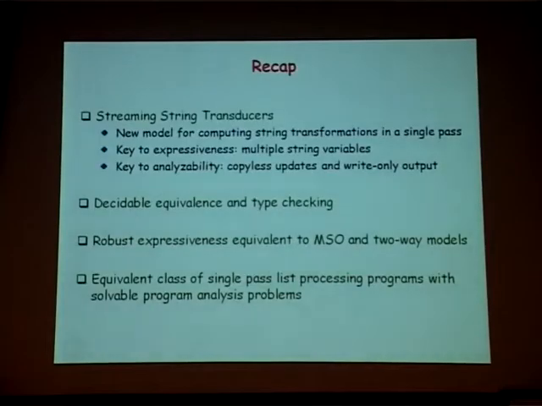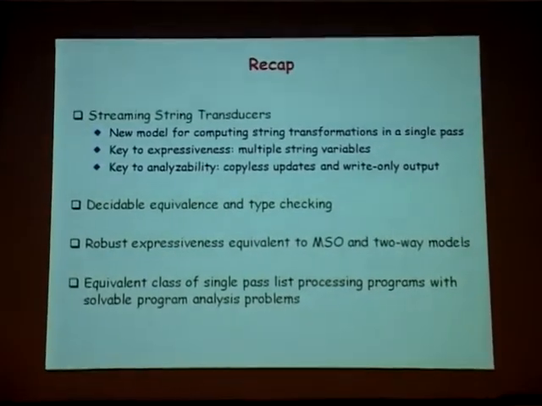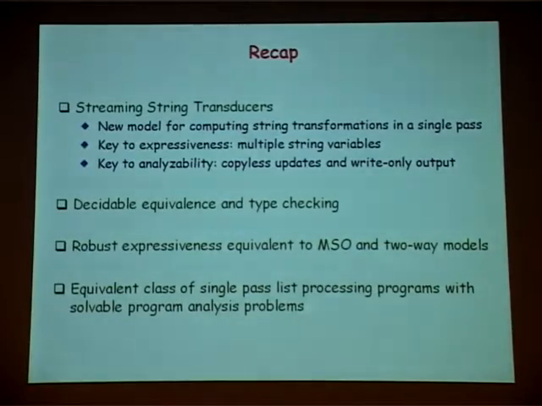So to summarize, what I've shown you is a new model for doing string transductions using multiple string variables, so that you compute different output chunks at every point and rearrange them as you go along. The key to expressiveness is having multiple string variables and the ability to concatenate and rearrange them. And the key to having decidability is to make sure that the updates are copyless and you are not examining the output. You don't have pointers, or traversal over the output chunks. So it's really like write-only output.